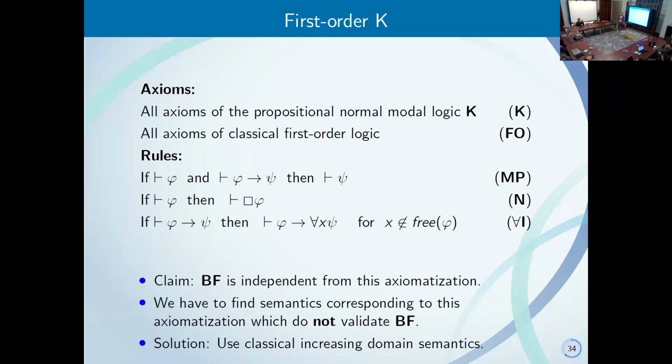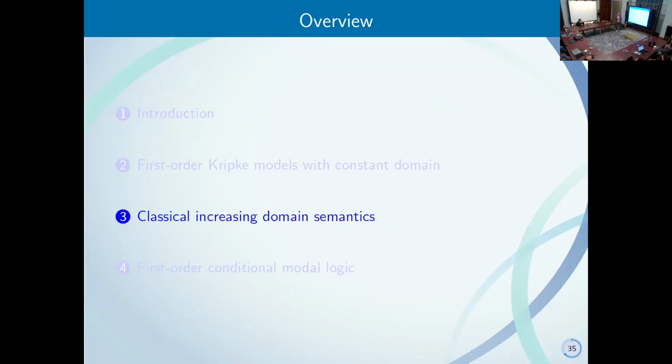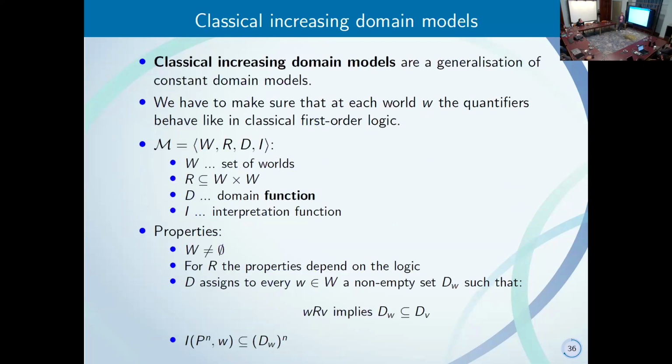So the idea is that this is something we can get rid of in general without problem. We just have to be careful how we define our semantics, namely with what is called increasing domain semantics. We don't want to get rid of any of those axioms, we just want to get rid of the Barcan formula. This is our classical increasing domain semantics.